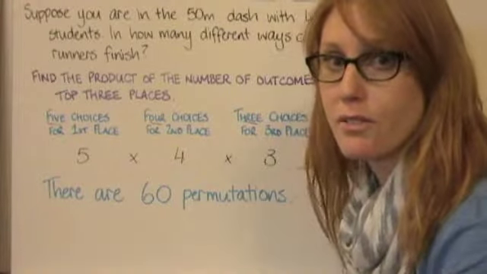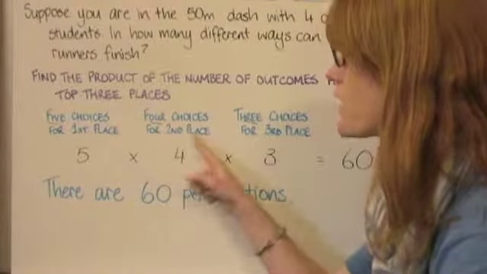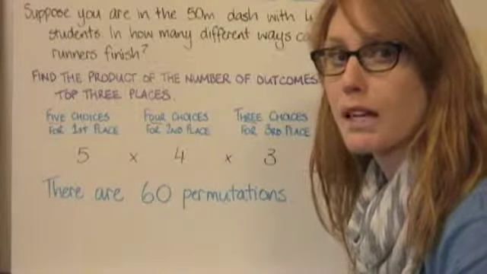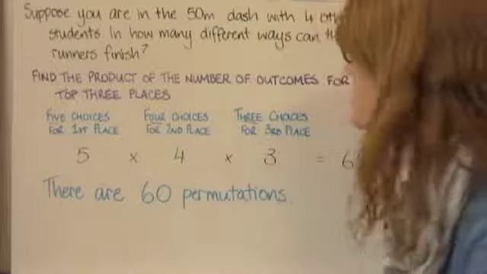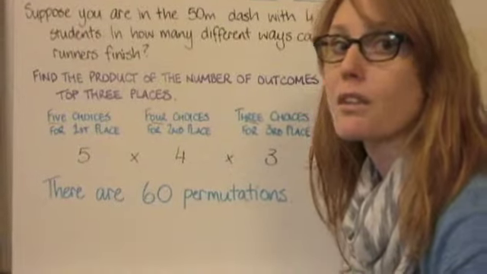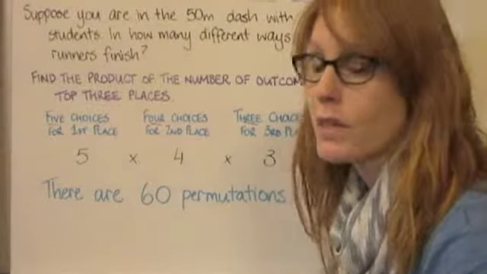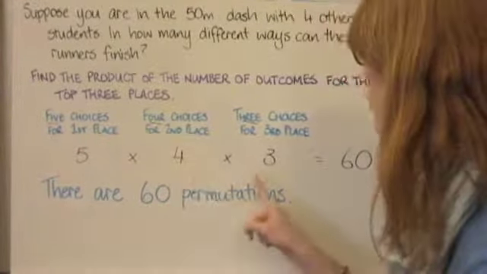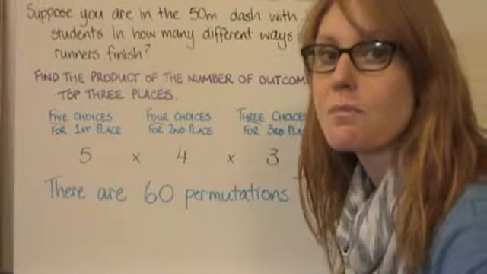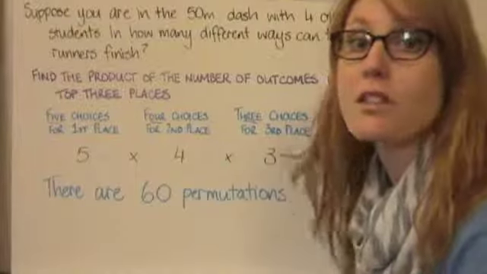Once somebody's achieved first place, then there are 4 more runners left in the race, which means there are 4 choices for second place. And now we've got someone with first place, someone that's been awarded second place, which means there are 3 more runners left in the race. So there are 3 choices for third place. So I multiply these numbers to find the permutations for how many different ways the top 3 runners can finish. So 5 multiplied by 4 multiplied by 3 equals 60. There are 60 permutations, which means there are 60 possible combinations of which 3 students would finish the race in the top 3 places.